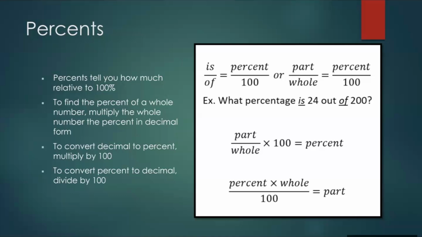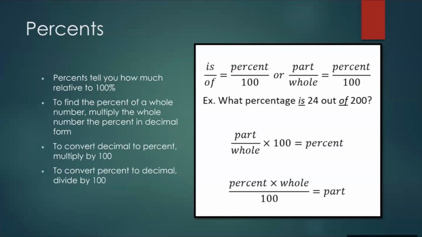Because when we put 24 over 200, we get a decimal, but we're still not done, right? We still have to multiply by 100 because that's how you convert a decimal to a percent. So you can think of it as part over whole equals its percent over 100. Or you can think of it as part over whole, so 24 over 200 times 100 equals the percent. You can also think of it as percent times the whole divided by 100 equals the part, depending upon what you are looking for in this equation.